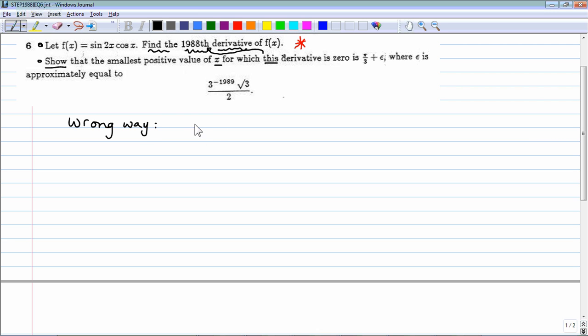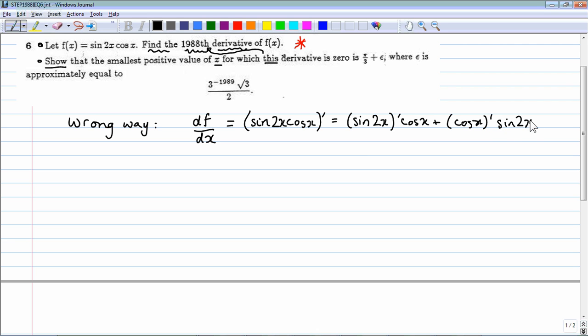Now the wrong way would be to just take the normal way of differentiating the function f. If I differentiate the function f, I'm taking the derivative of sine 2x cos x, and I'm going to use which rule? How do we differentiate something like this? The answer is product rule. So it's derivative of sine 2x times cos x plus derivative of cos x times sine 2x. Okay, so that gives me some formula.